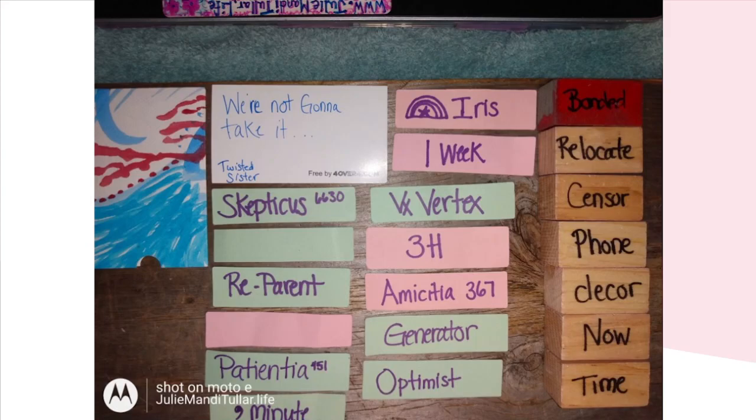We've got the time period of 1 week, and then Vertex. Vertex represents fate. It means that this was the time for this to happen. This was something that needed to happen. Third house is talking about communication or short distance travel. So there may be some short distance travel involved, but also communication. It could be with siblings and neighbors.